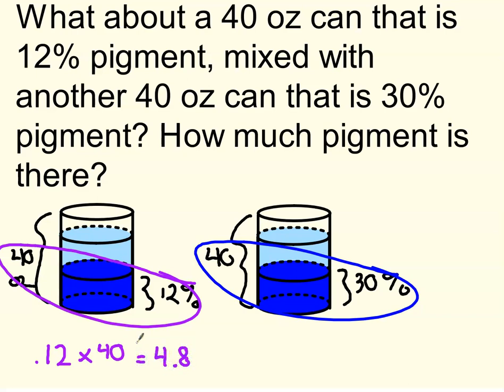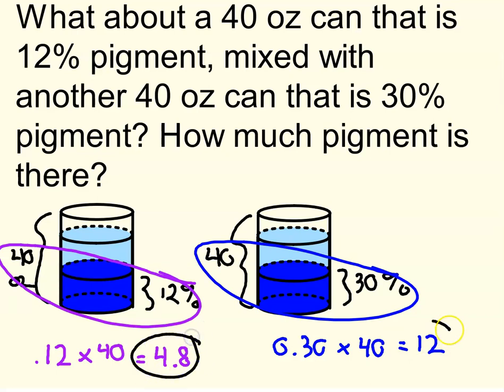Okay, and 40%, nope, excuse me, 30% of 40, that's going to be 12. So how much is their total? Well, we'll just add them together. 4.8 and 12 gets you a total of 16.8 ounces.